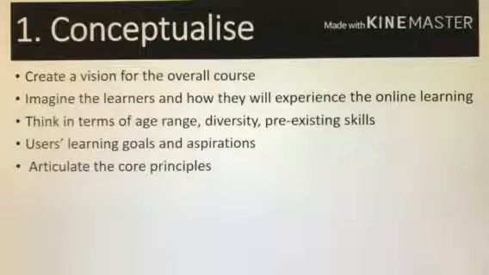Conceptualize. This is where you create a vision for the overall course. To do this, you must imagine the learners and how they will experience the online learning courses that you are creating. Think in terms of age range, diversity, pre-existing skills and knowledge, and users' learning goals and aspirations. At this stage, you should articulate the core principles of the course overall and individual module sections within it. The second C is create.